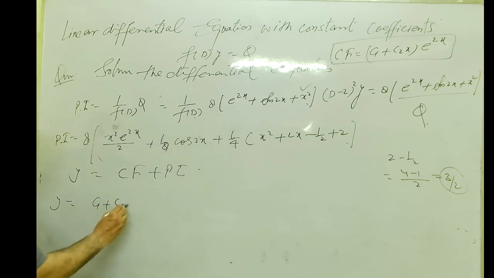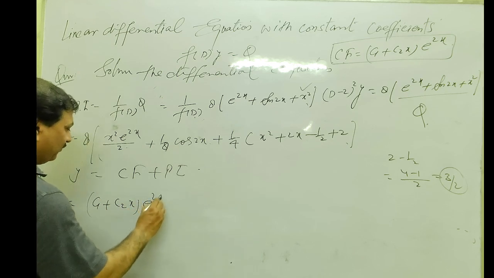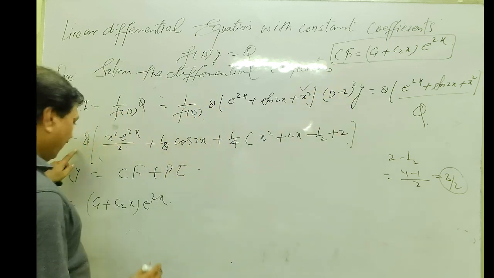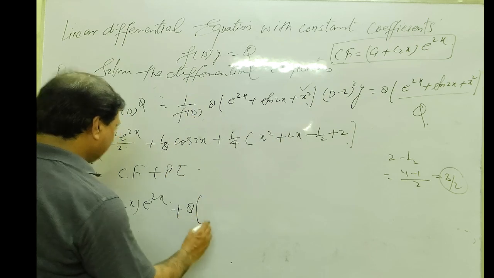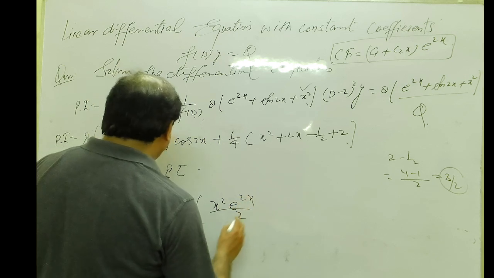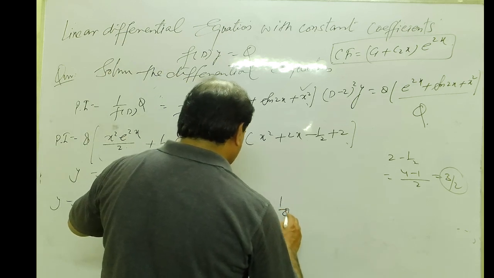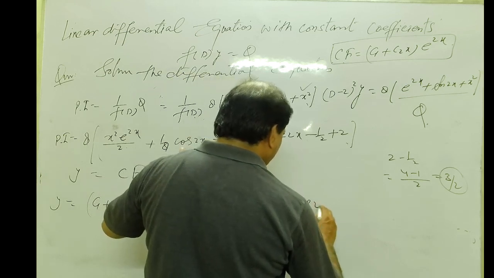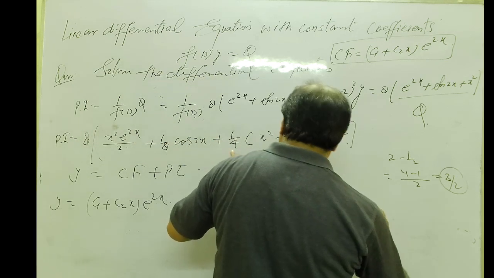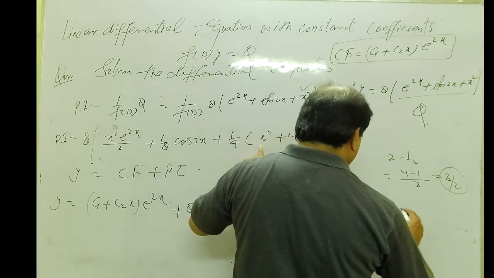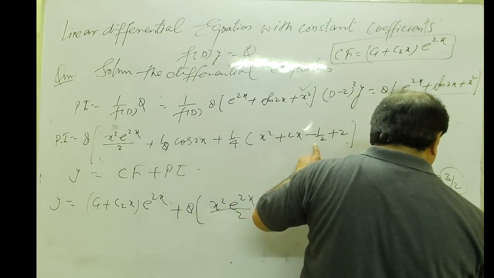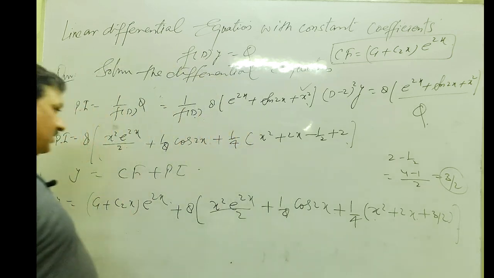The complementary function is y equal to CF equal to C1 plus C2x and e to the power 2x. This is the complementary function, and with respect to the particular integral, plus 8 times this constant term x square e to the power 2x by 2 plus 1 by 8 cos 2x, the trigonometric function, and plus 1 by 4 x square 2x, and this whole value is plus 3 by 2. This is the complete solution y equal to CF plus PI.